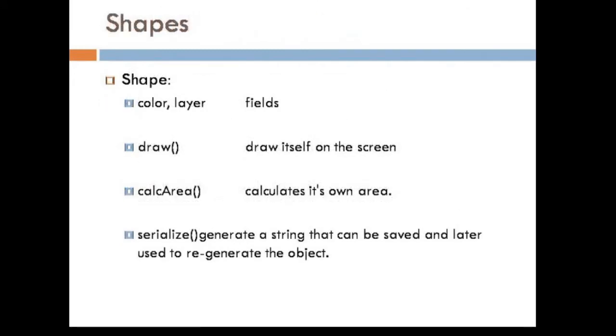Like shapes, as you can see, we have color and layer. These are the fields. Then draw is a method inside the shapes class. Calculate area calculates its own area. Suppose a shape is a square, this calculate area will calculate the area of the square. Then there is a serialize function that generates a string that can be saved and later used to regenerate the object.